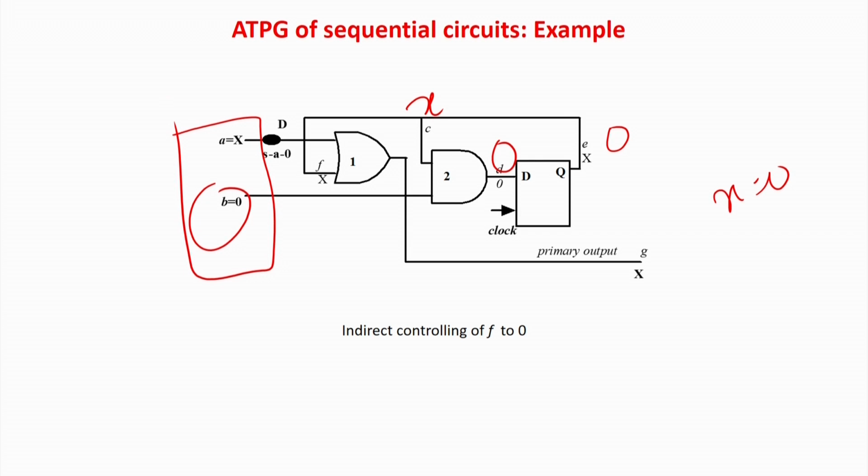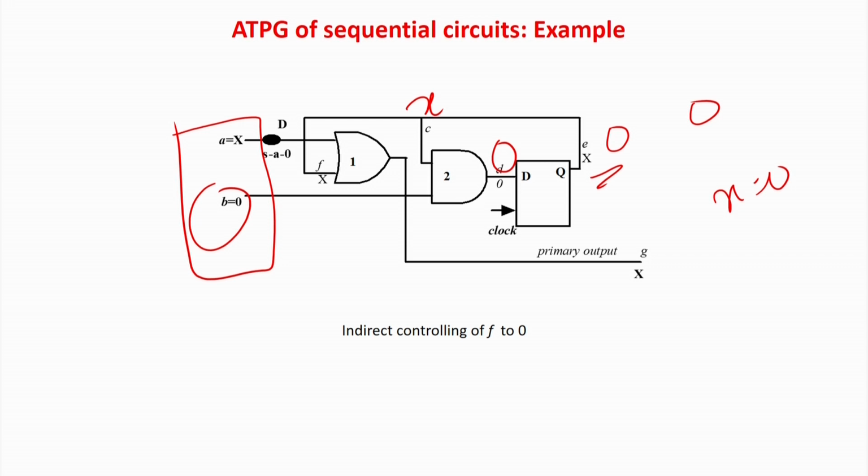So the first pattern is x equal to 0 and a equal to x, I do not care about the value, and I put b equal to 0. So if b equal to 0, the output of gate 2 is 0, and then I apply a clock pulse, and automatically the x is going to become a 0. So this first step is actually controlling the value of the flip flop. So this is an extra test pattern required if you want to go for testing of a sequential circuit. This is one flip flop, so I have required one extra pattern.